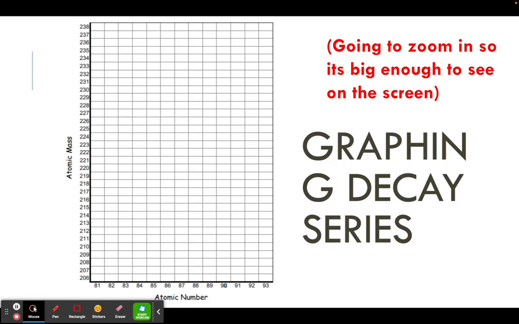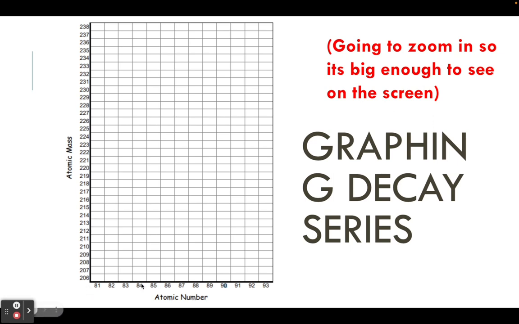So what we're going to do now is take the decay series that we just went over, and you have on your paper, and show that on graph paper. So you can get graph paper and do this on graph paper with me. And I'll show you how this works. So on this graph paper, you'll notice that on the bottom, you have your atomic number. So that's the number of protons. And you have your atomic mass. So this would be number of protons and neutrons.